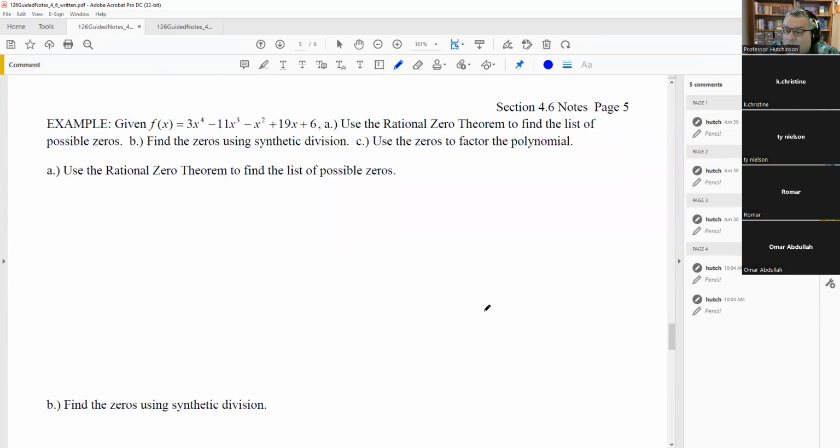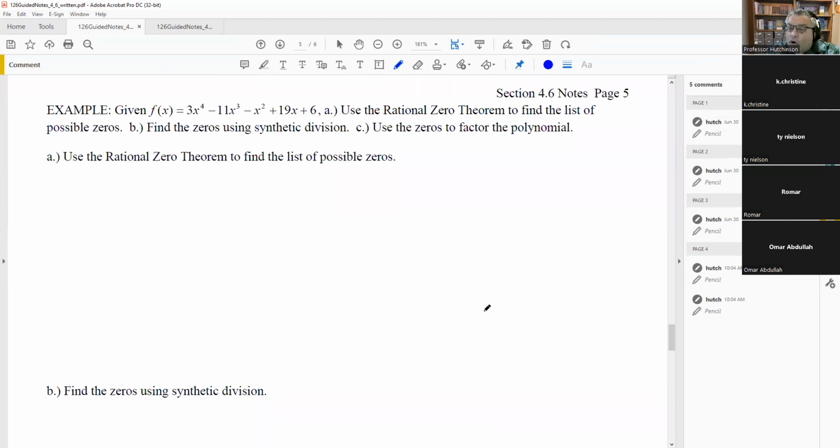Okay, so here, this time now we have a 4th power. Now, the thing to notice about a 4th power is that when we get our list of zeros and we start testing them and all that, we're going to need to have 2 of them we have to find in order to take this down to a quadratic where we can factor it. Because every time we do synthetic once, it takes this down by a power of 1.